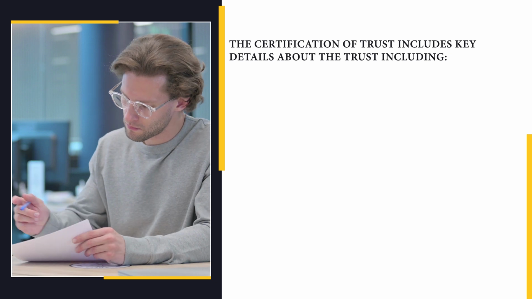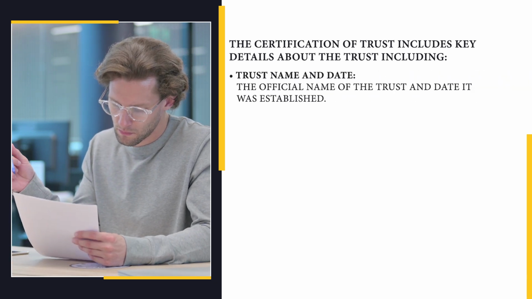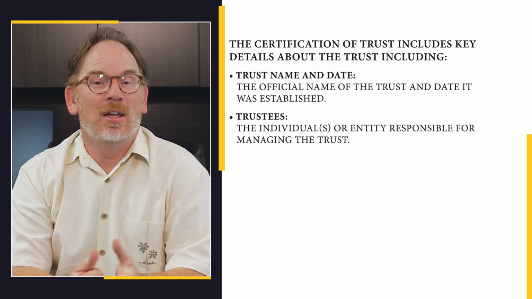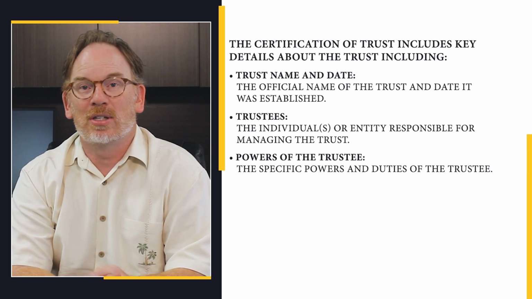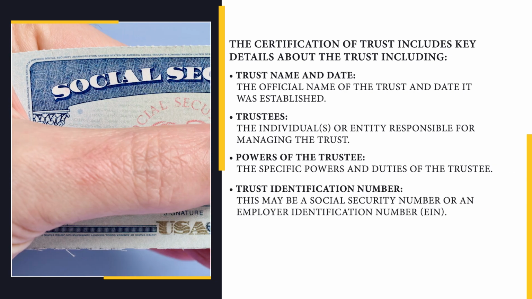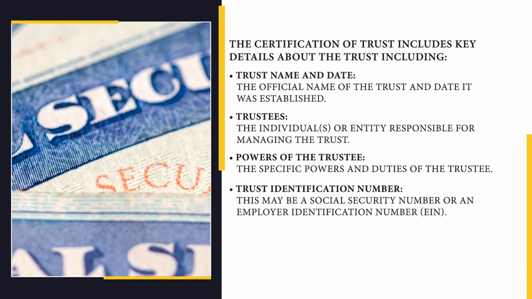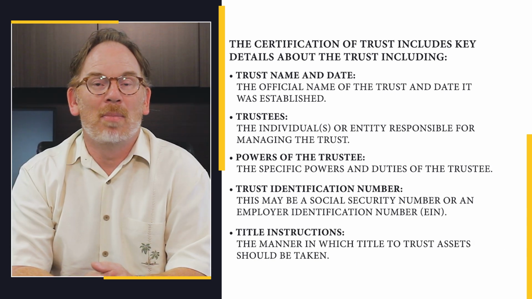The certification of trust includes key details about the trust, including the trust name and date, the official name of the trust, and the date it was established. Trustees, the individuals or entities responsible for managing the trust. Powers of the trustee, the specific powers and duties of the trustee. A trust identification number. This may be a social security number or an employer identification number, an EIN. Title instructions, the manner in which title to trust assets should be taken.